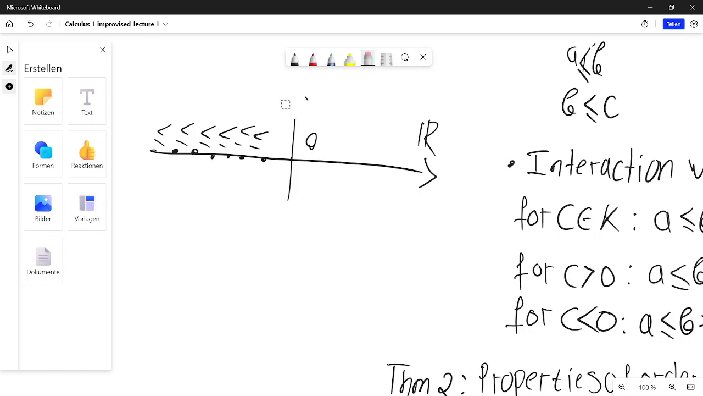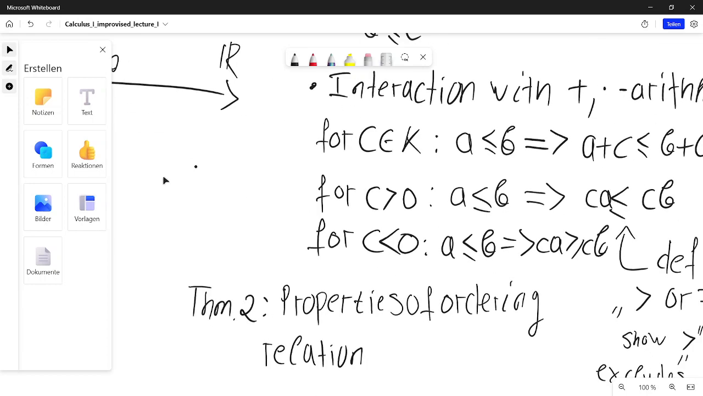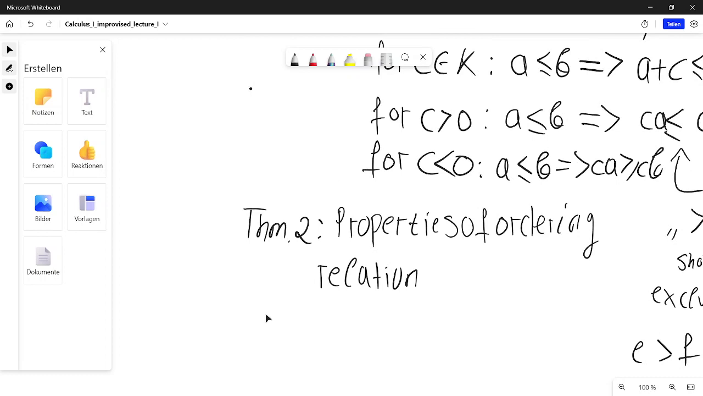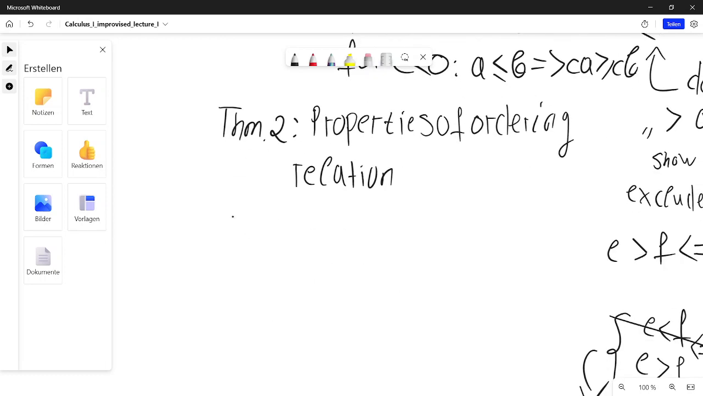Actually, we need that now. Right, now we'd like to prove some things. And, well, let's prove something that seems to be trivial.